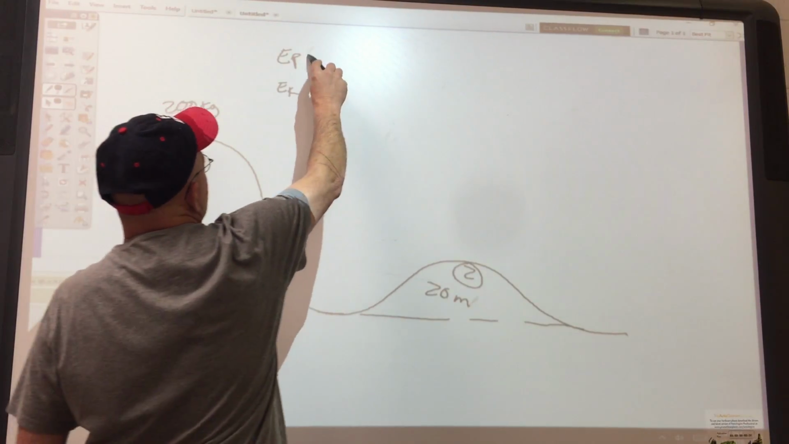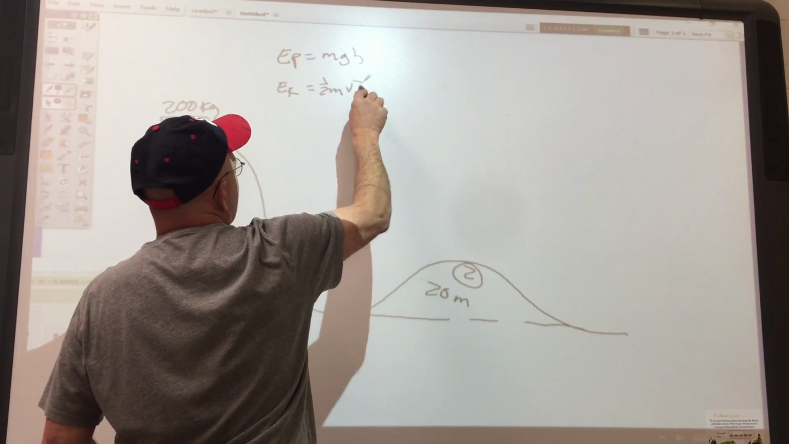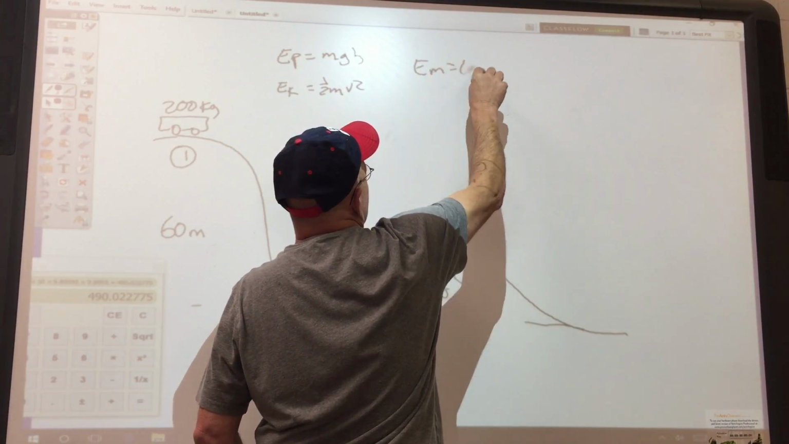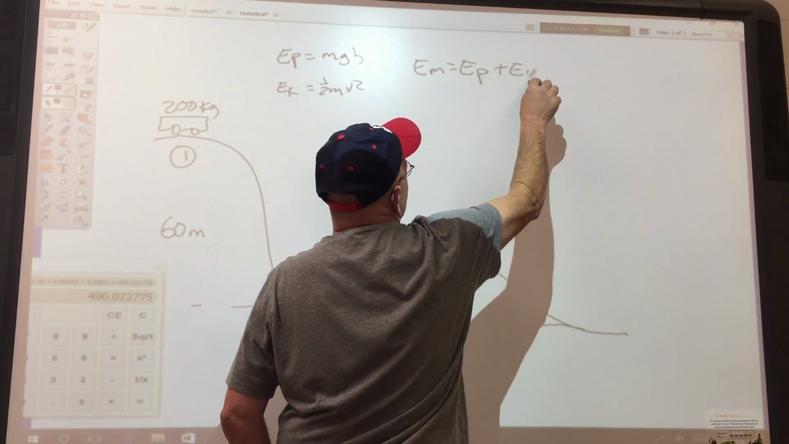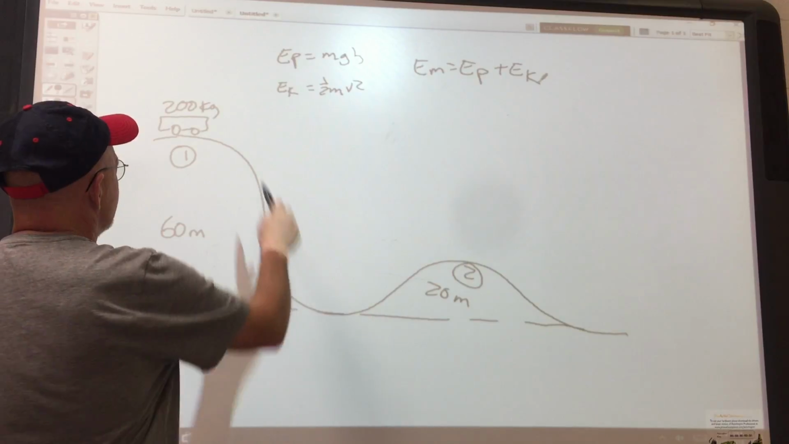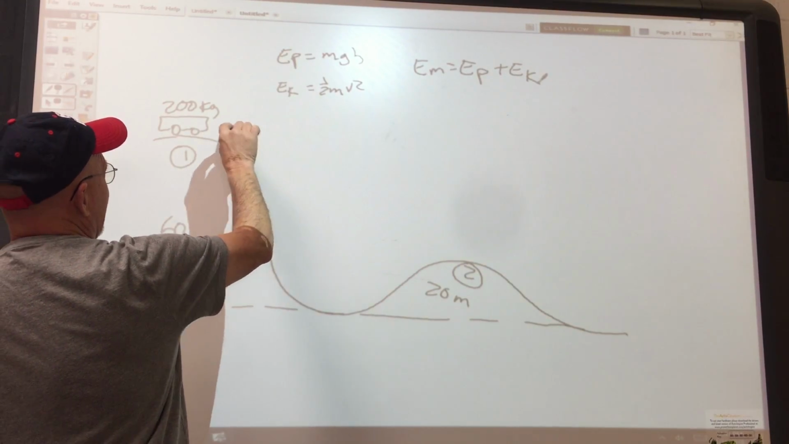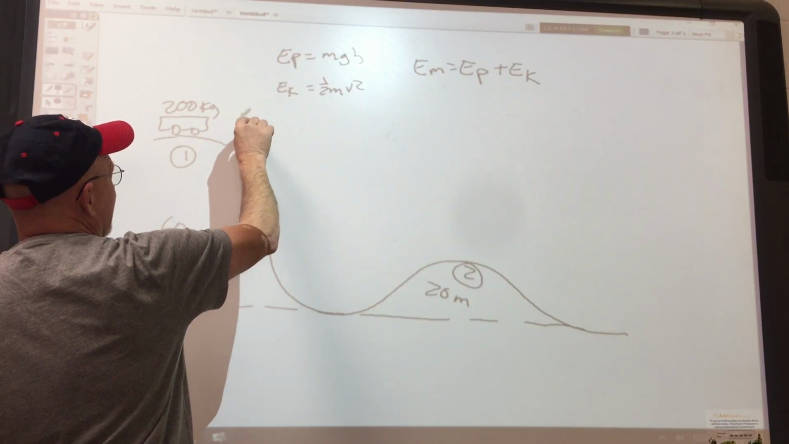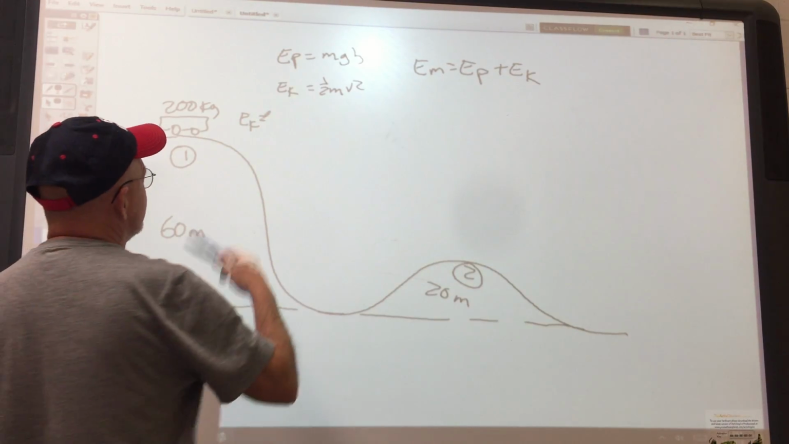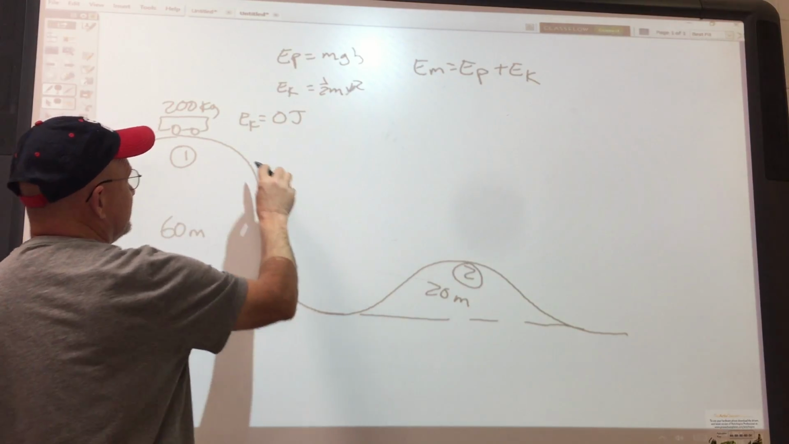All right, the quickest way to do that: EP is mgh, EK is 1/2 mv squared, and I know that EM equals EP plus EK. We're going to use that formula a lot. So let's find the potential energy up here. First of all, the EK at point 1: it's not moving at the top, it's sitting still. It hasn't started moving yet, so its EK is 0 joules because the velocity is 0.